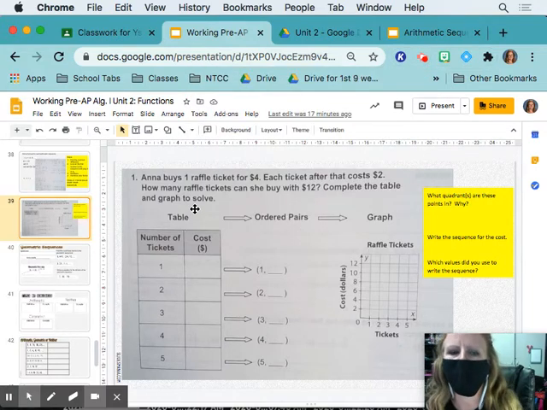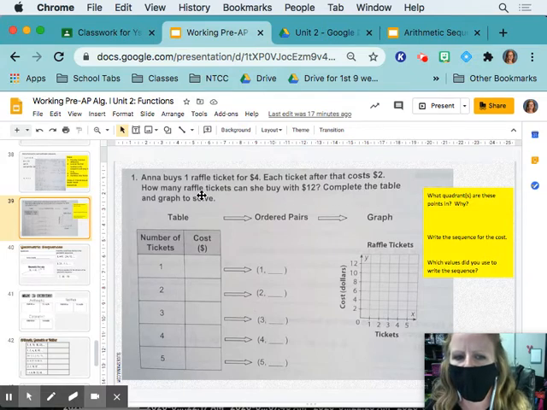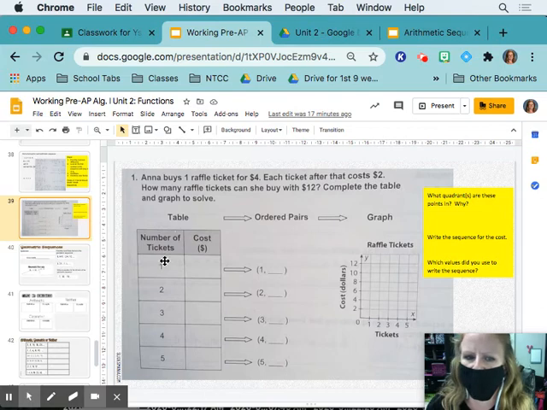So Anna buys one raffle ticket for $4. Each ticket after that costs $2. How many raffle tickets can she buy with $12? Complete the table and graph to solve. So we have a table, and so we're going to complete the table, and then we're going to answer the questions that are over here. So let's make a text box.